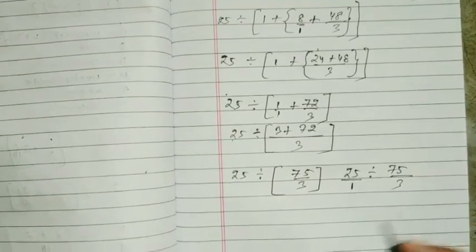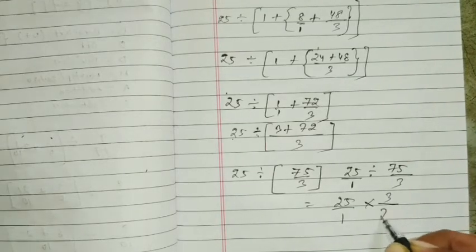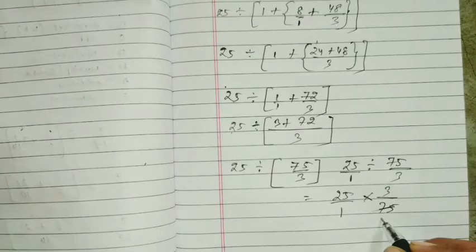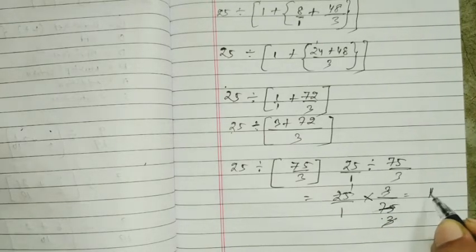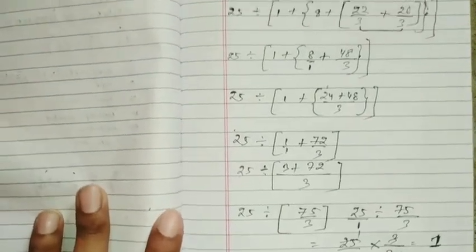Nothing is here, put 1 here. Now 25 by 1 into 3 by 75. Now simplify this. 25 ones are 25 and 25 threes are 75, cancel, that is 1. Clear to all of you? So in this way you have to solve the bigger simplification.